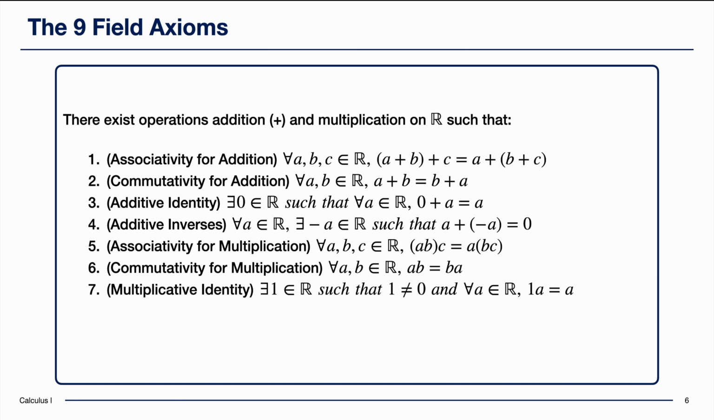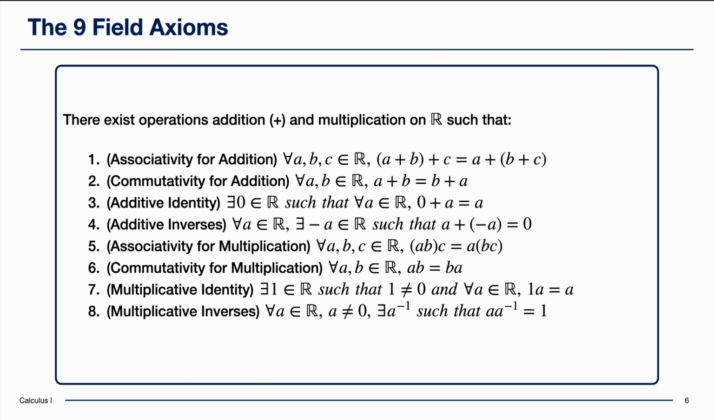We also have the multiplicative identity. So there exists a 1 in the real numbers, such that 1 is not 0, that is, the multiplicative identity is different from the additive identity, and for all a in the real numbers, 1 times a is equal to a. So in other words, if you multiply any number by 1, you'll get that number back. We also have multiplicative inverses. So for all a in the real numbers, a is not equal to 0, there exists an a inverse such that a times a inverse is equal to 1.